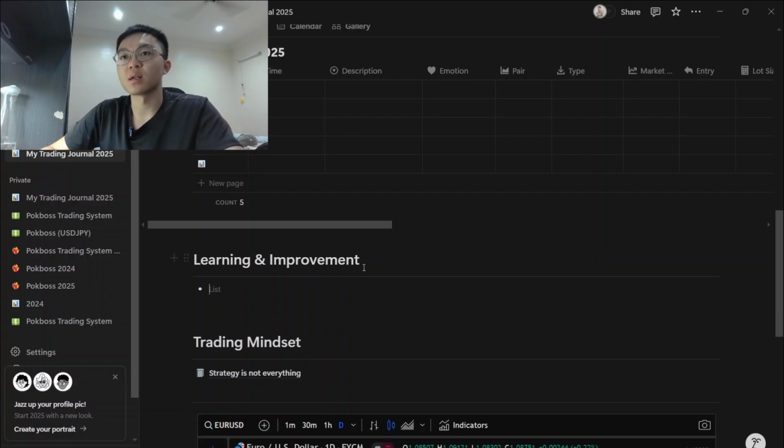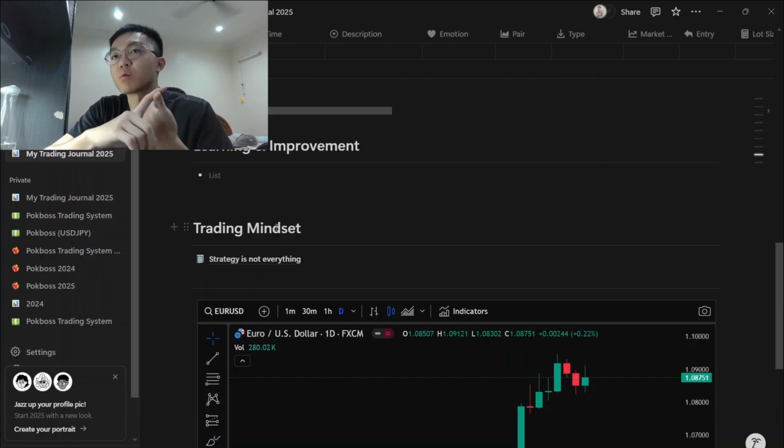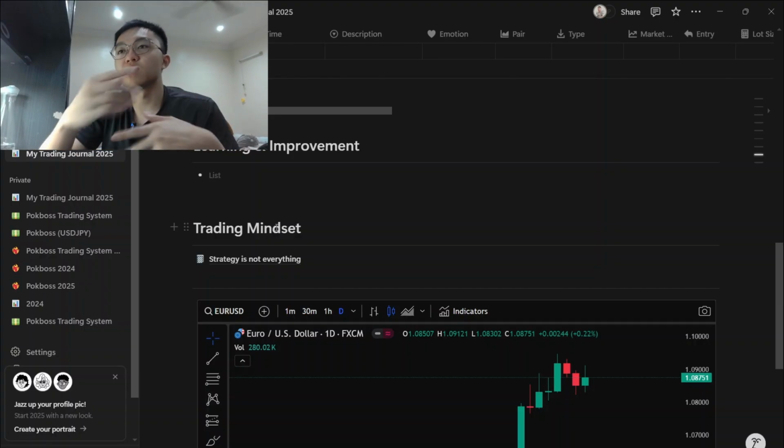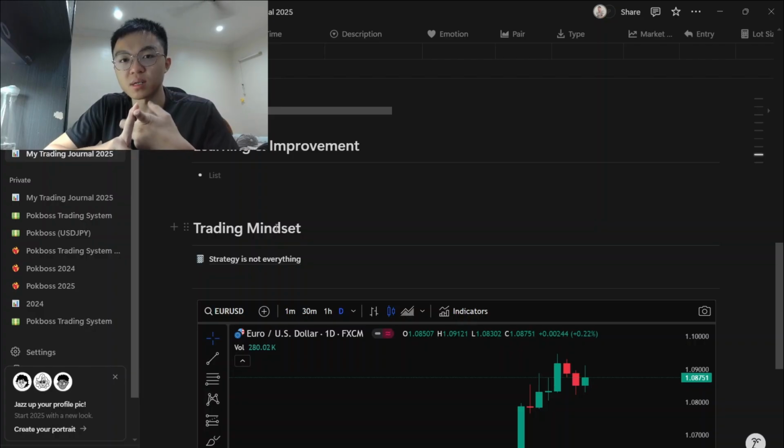And then the last one is the trading mindset. Your trading mindset here is more of the things that you learned before, be it books, videos, or the trading influencers that you learn from online. But you have to be mindful that you are following the right trading influencer, because there are a lot of fake influencers out there.